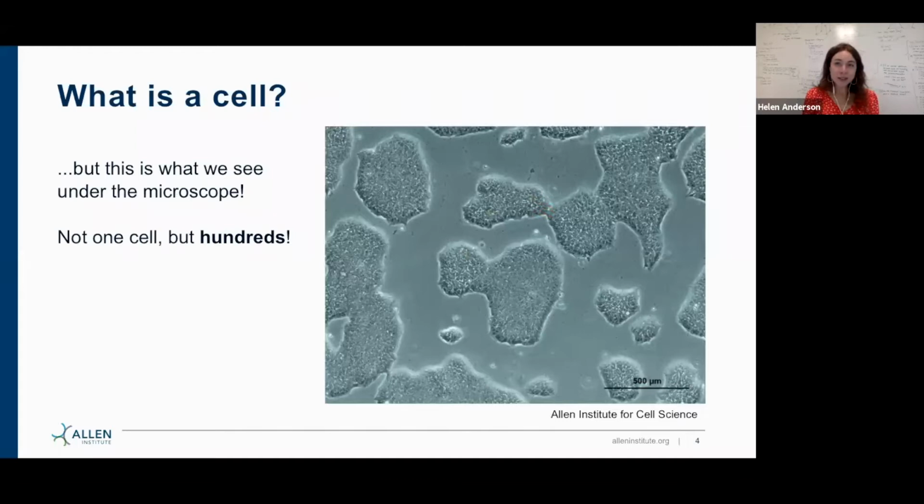When we look under a microscope, we unfortunately don't see something quite as neat and pretty. Cells in real life are a little messier and a little harder to parse out. When we look under a microscope here at the Allen Institute, we rarely see just one cell isolated like you do in your textbooks, but instead see hundreds of cells growing together in these different clumps known as colonies.